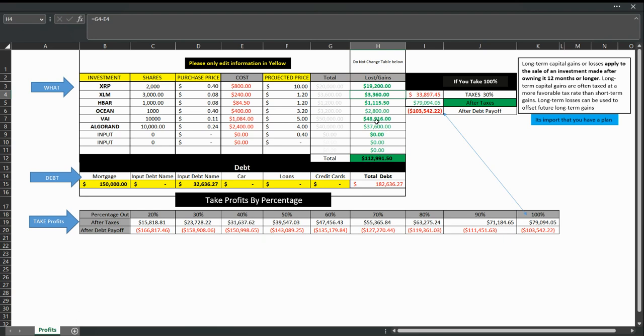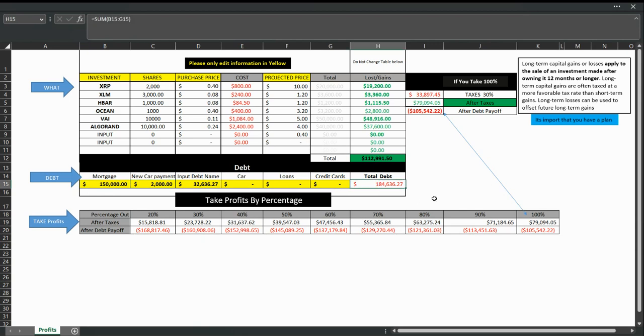So yeah, pretty simple. Make sure to input your debt here. You could change the name. Let's say, yep, etc. All right. So your total is going to come up to here.